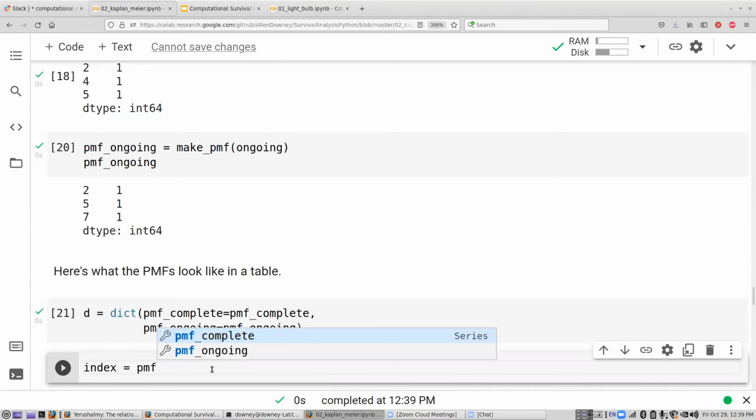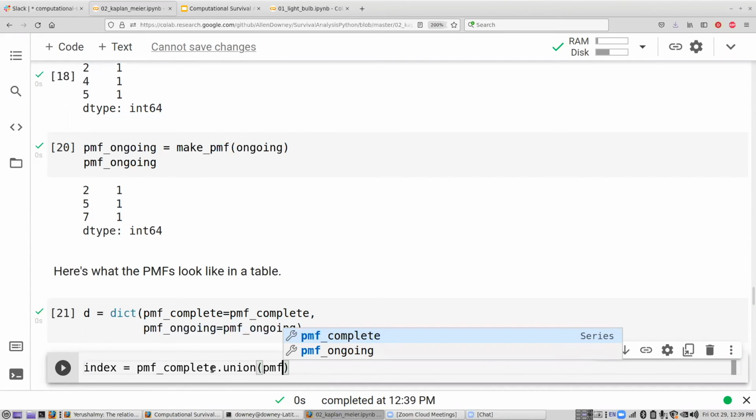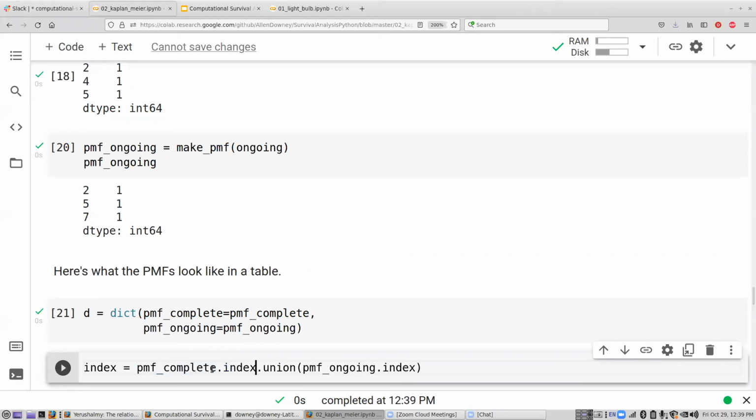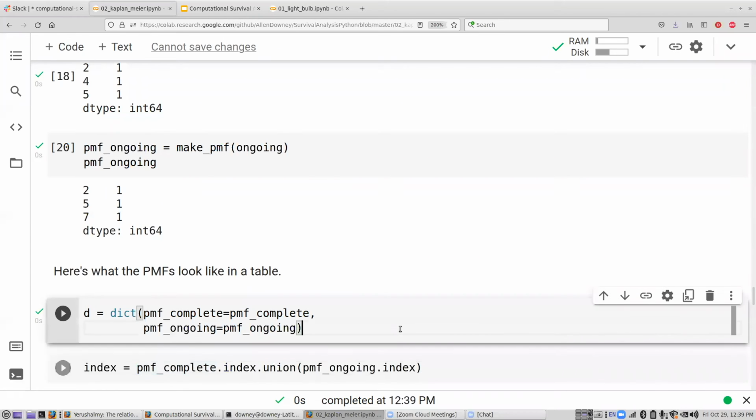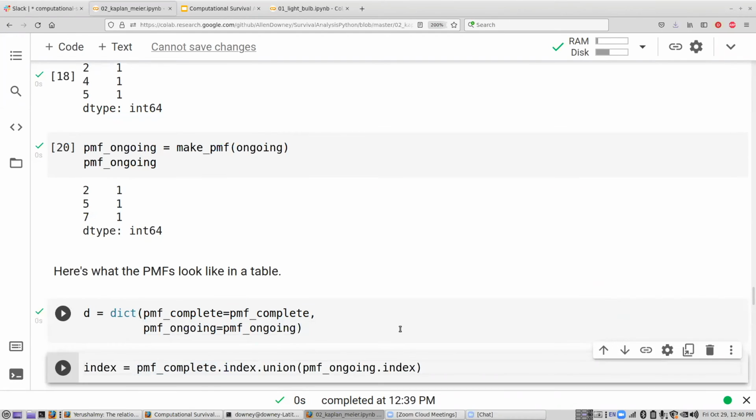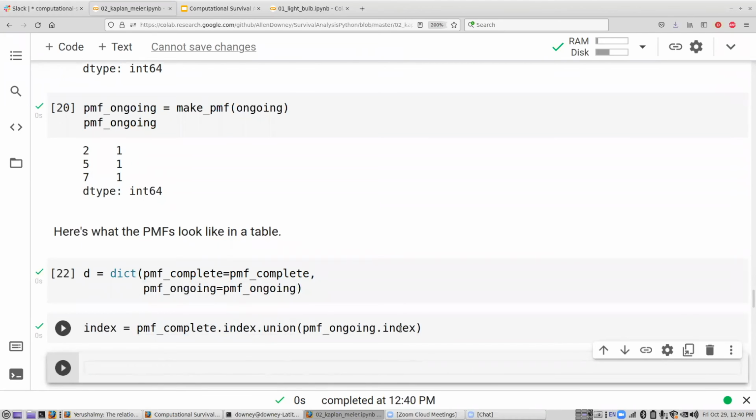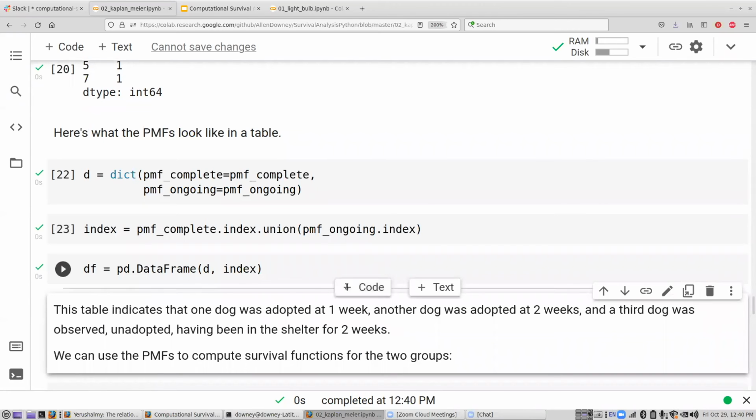PMF complete dot union PMF ongoing, and I'm going to extract the index from each one. Now, this is a little bit of Pandas magic. So if you're not familiar with Pandas and indices, this might be a little weird, but let me show you the result, and then I think the process will make more sense. I'm going to create a data frame called pd.DataFrame that has the dictionary as the values and that index that I just created as the index. And I'll display it.